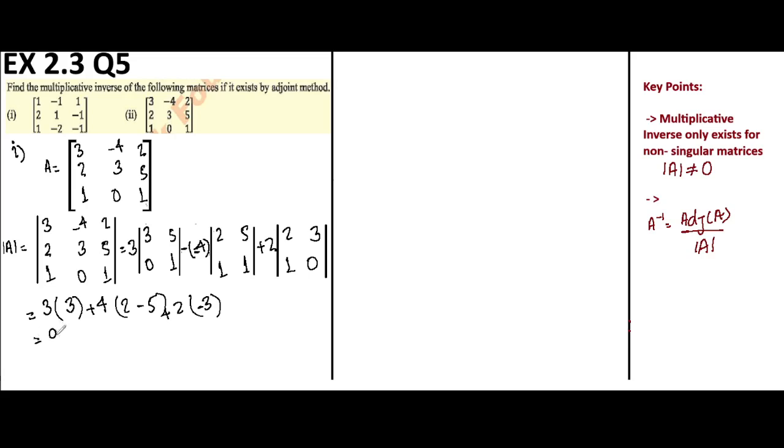Then we have 9 plus 4 into -3 plus 9. We have 6. Then we have 9 minus 12 minus 6 equals to 9 minus 18 equals to -9. Again, we have got the same determinant, which is not equals to 0, so it is non-singular. And because it is non-singular, we can find its multiplicative inverse. Now we have to find the adjoint of this matrix A.